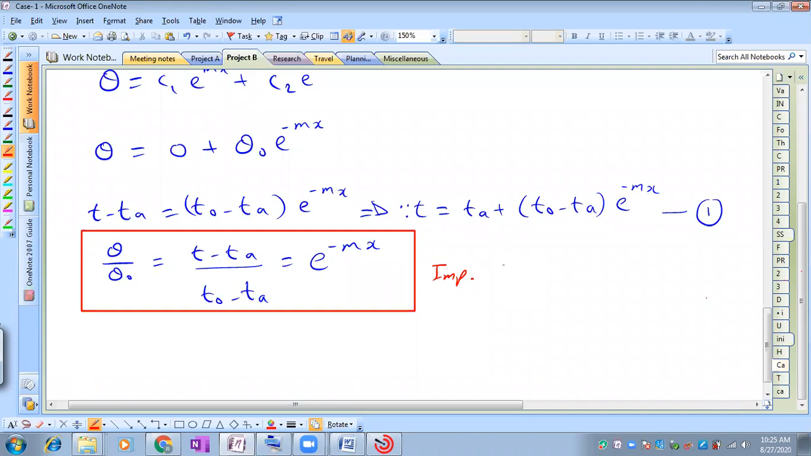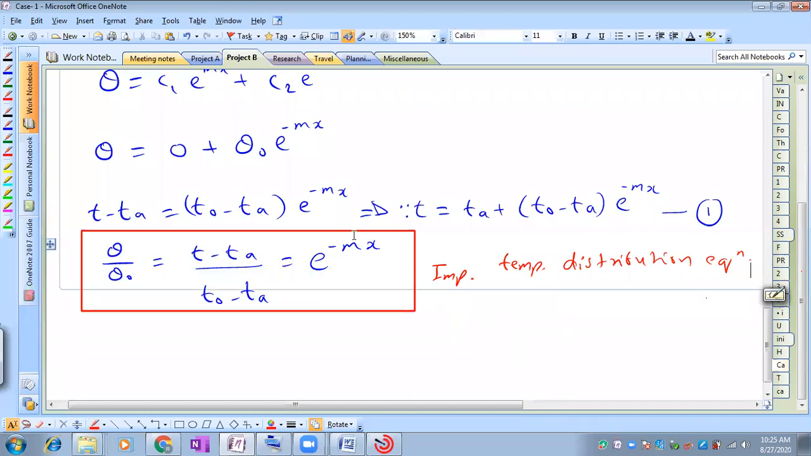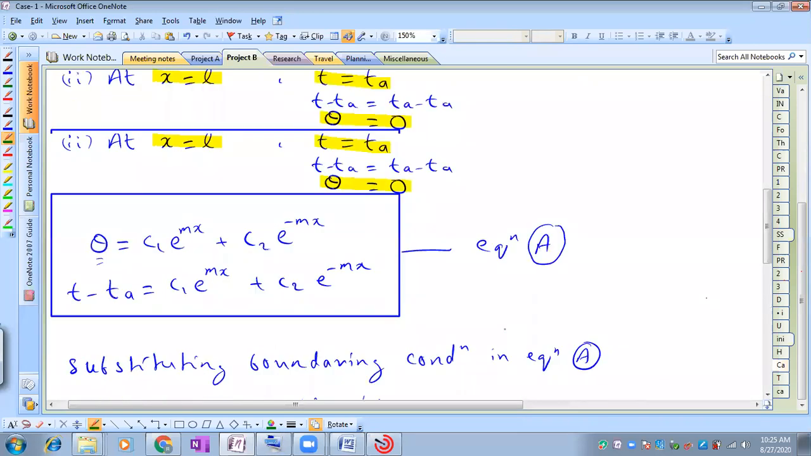So what we call this is the temperature distribution equation. It means that if they ask you to calculate the temperature at any location in a fin, then you have to remember this equation.